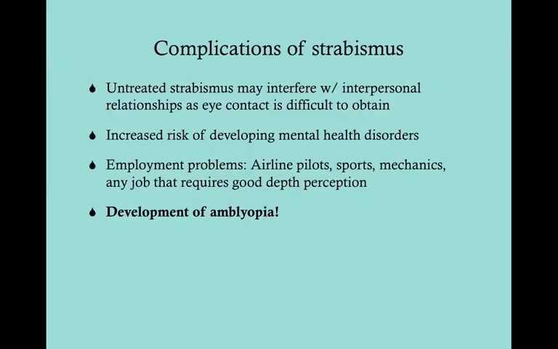So the complications of untreated strabismus include interference with interpersonal relationships, as it's difficult to maintain perceived eye contact. When somebody's looking at you, they expect you to make eye contact, and if one eye is looking off to the other side, it's not the person with strabismus's fault, but they may be perceived as not making eye contact, and that can hamper social relationships.